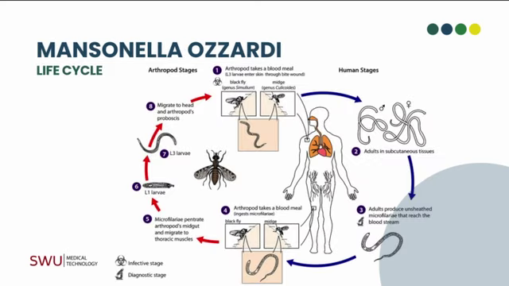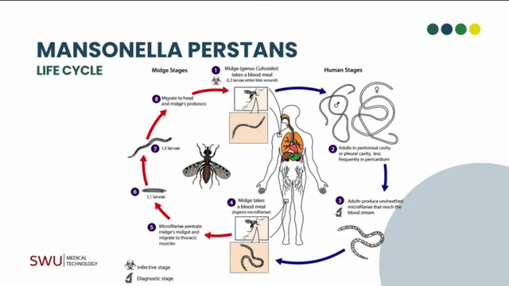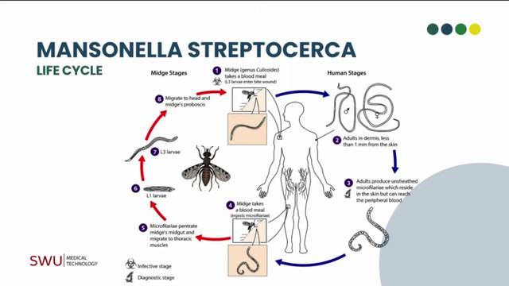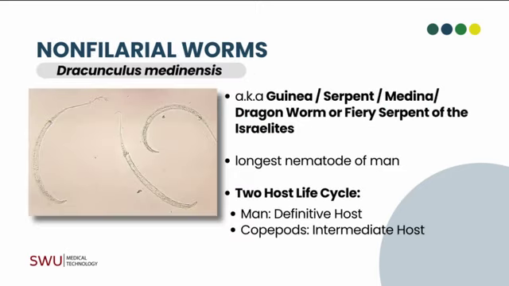Now, for the life cycle, it's also the same as other filarial worms, so I will not be expounding more on this. But again, they differ just in their vector as well as the area where the adult worm resides. For the rest of the life stages, they are basically the same. This also applies to Mansonella perstans and Mansonella streptocerca.